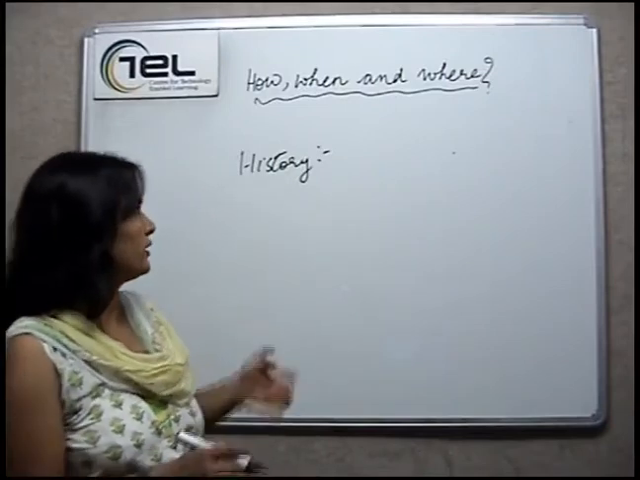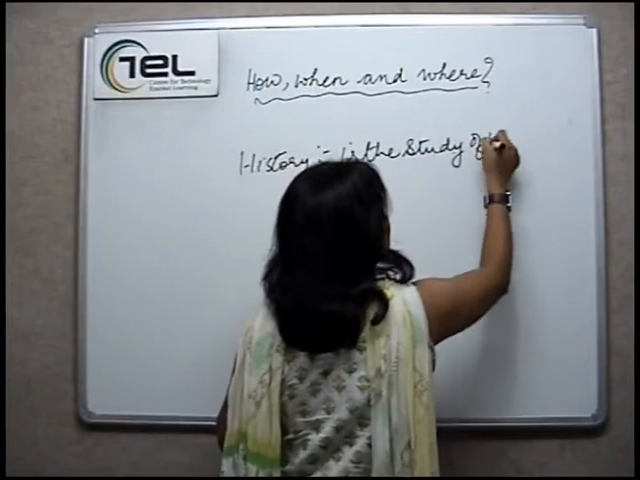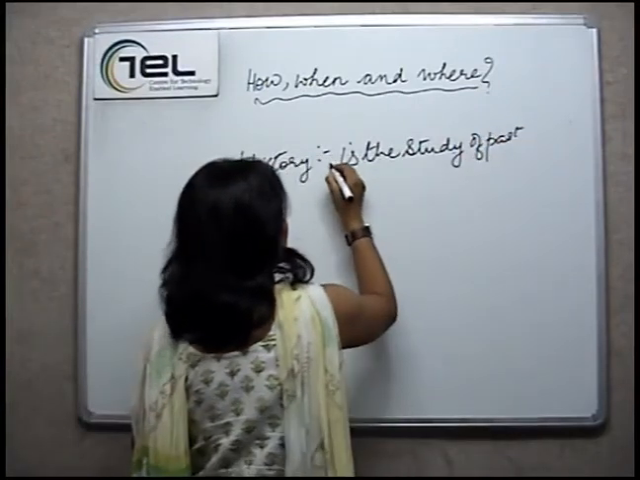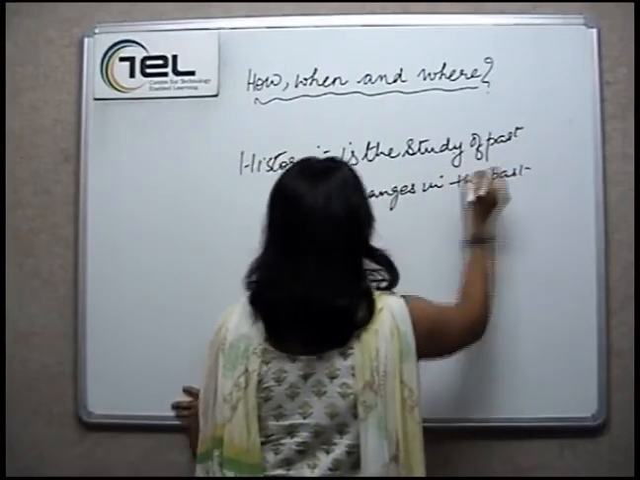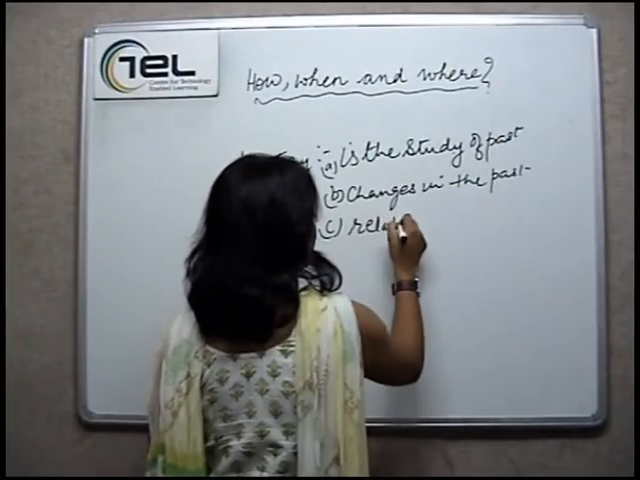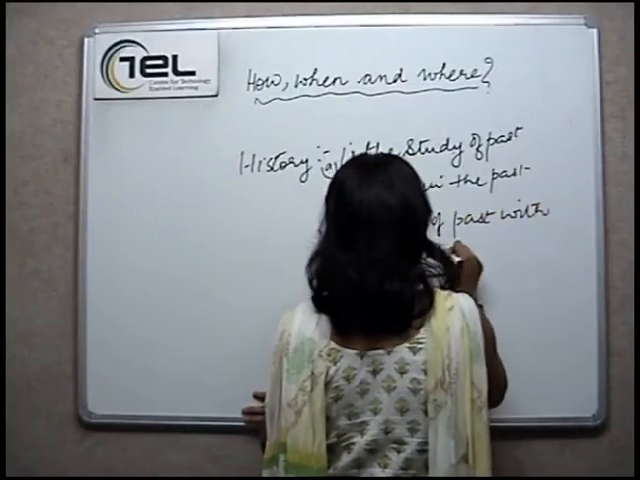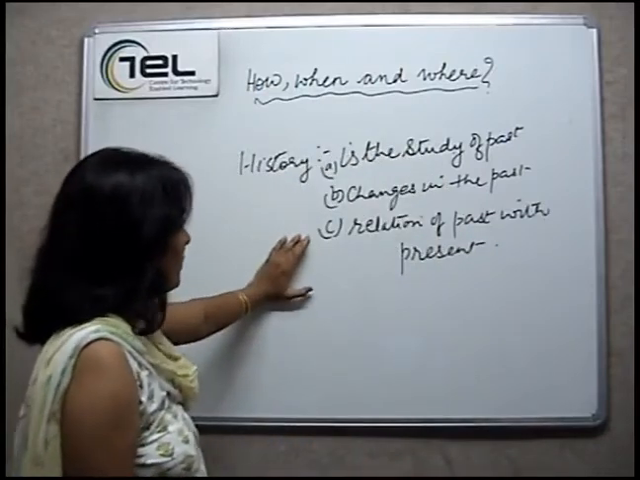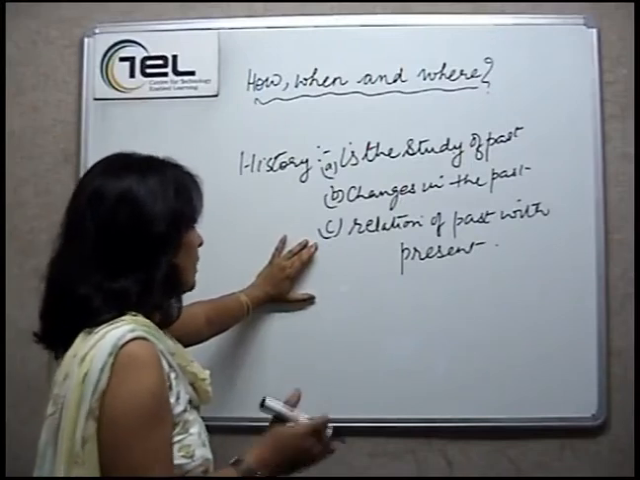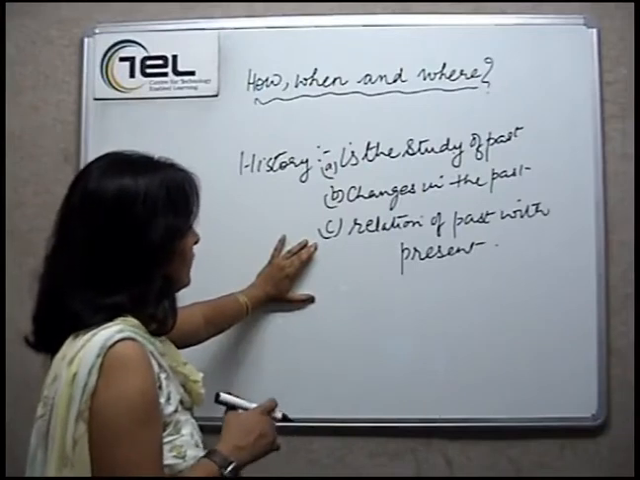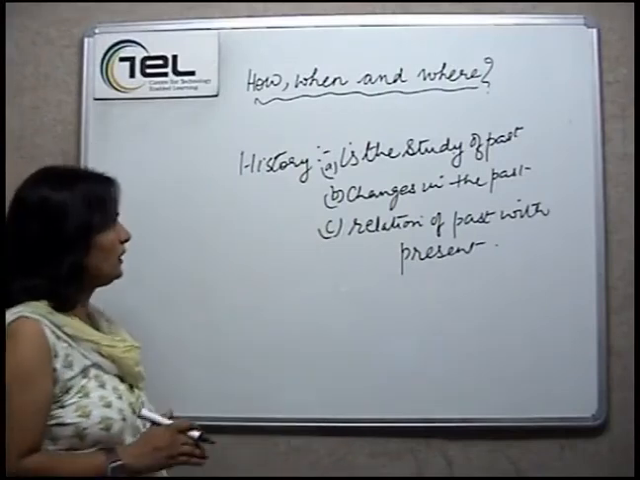First of all, let us try to define history. History is the study of the past, about changes, changes in the past, and relation of past with present. So history is the study of the past, the changes which occurred in the past, and then trying to relate how things have changed at present. That is, we try to relate the past events with the present and try to correct the mistakes which have been done in the past with the present situation. So this is all in history.